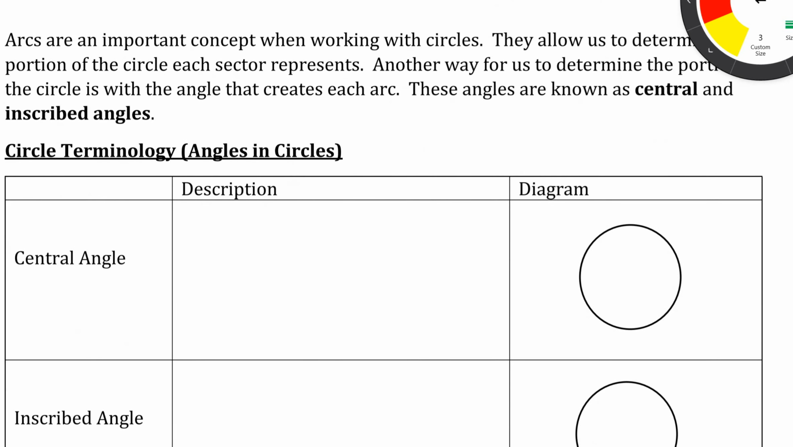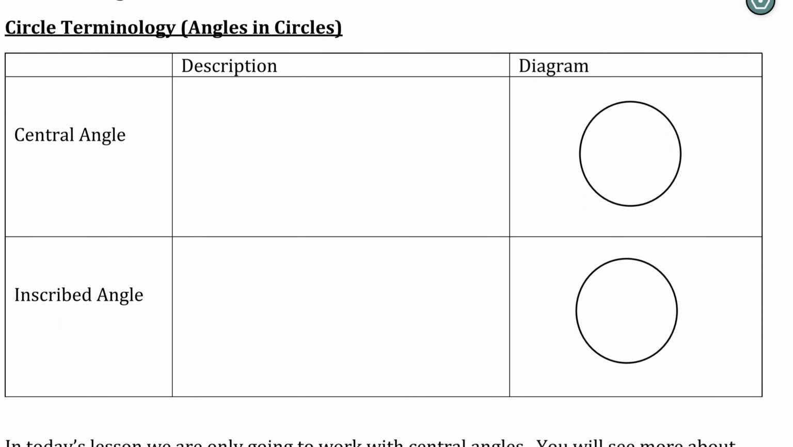Okay, so arcs are important to us because they allow us to determine essentially where we are. How much of the circle are we representing? How big is my sector? There are types of angles that we'll be able to look at within this circle. Two of them are inscribed and central angles. In this lesson, we're only going to look at central angles. Inscribed is for tomorrow's lesson. So let's first start talking about what a central angle is.